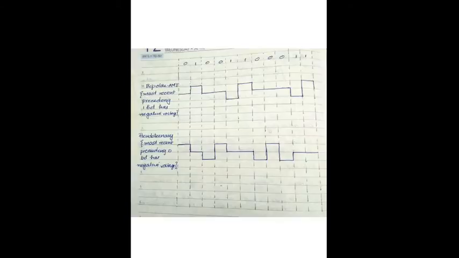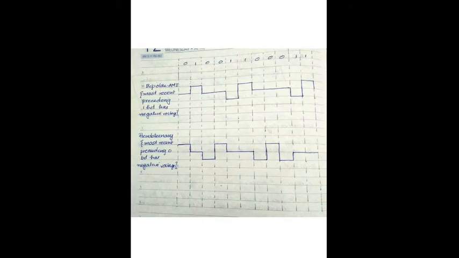Pseudo ternary is just the opposite of bipolar AMI, where 0 is a positive or negative level alternating for the successive zeros, and 1 is considered as no line signal. That means it is just considered as the axis. Okay, so this is how we represent bipolar AMI and pseudo ternary.